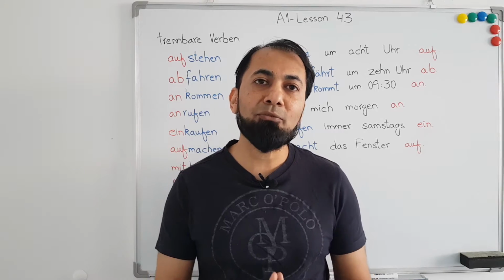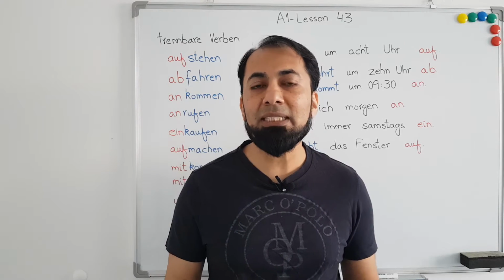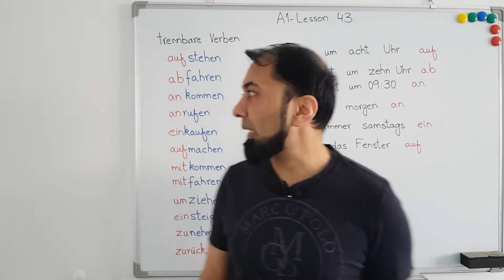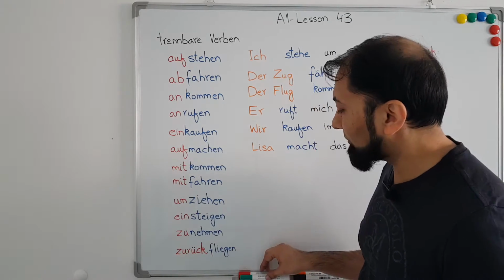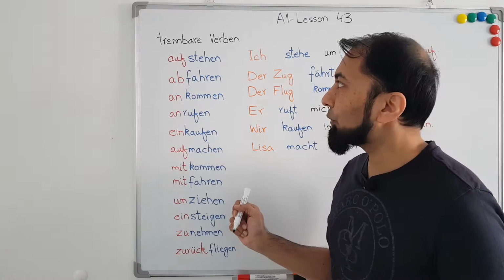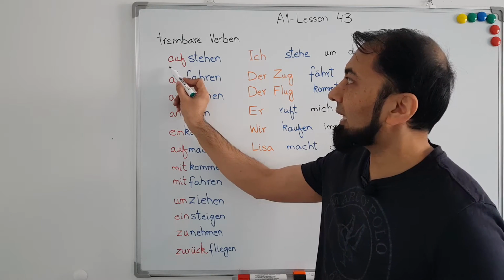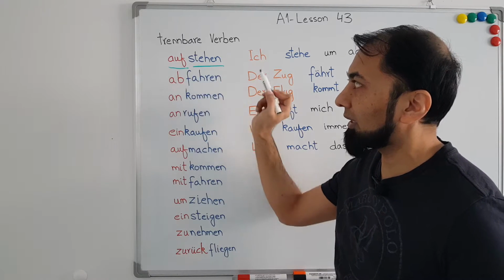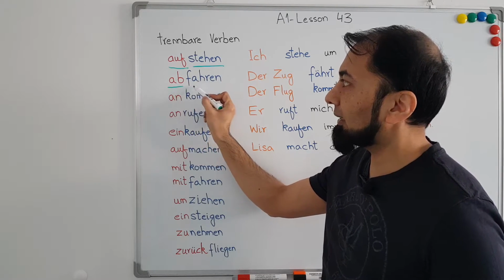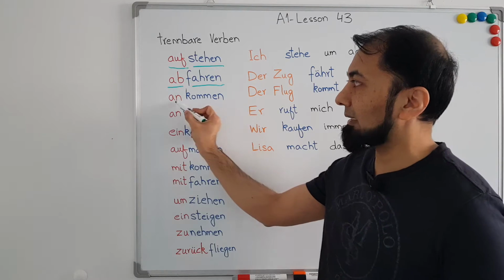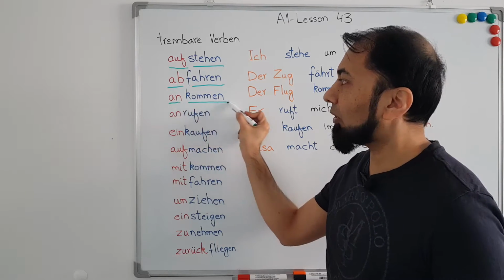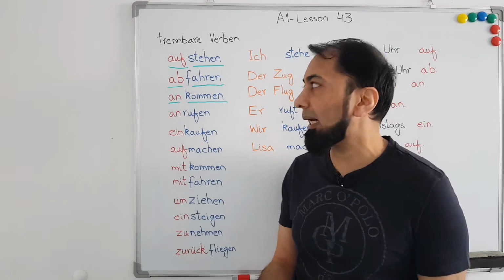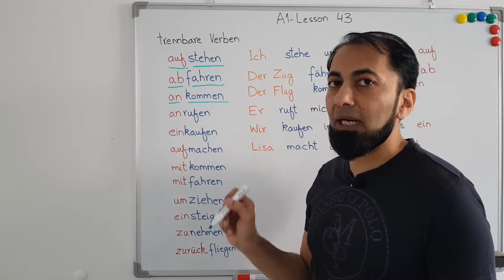Now, what does it mean for a verb to be separable? It means that the verb can be separated into two different parts. You can see that I have listed some verbs here, and if you look at these verbs, you can see that there is one part of the verb here and one part of the verb here. Similarly, for all verbs, I have used two different colors to show that these are two different parts of the verb.